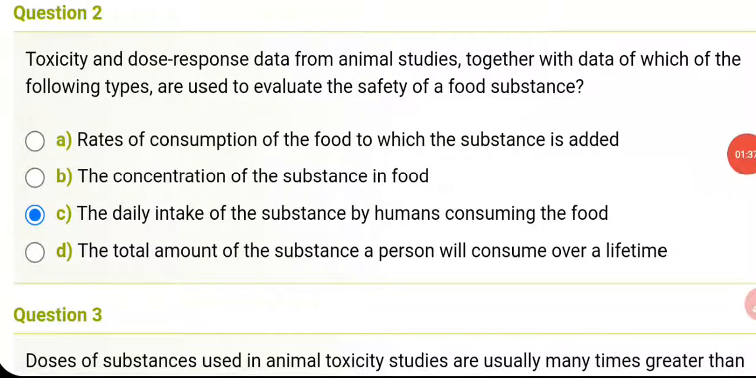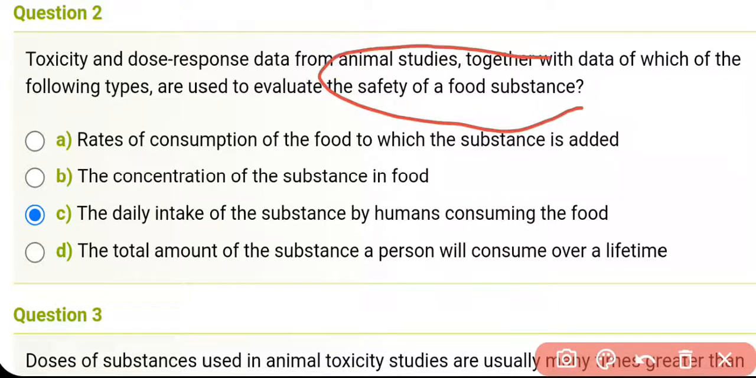Next question. Toxicity and dose response data from animal studies together with data of which of the following types are used to evaluate the safety of a food substance? To evaluate the safety of a food substance, what data you need? Along with the first, you need what? Dose response data from animal studies.